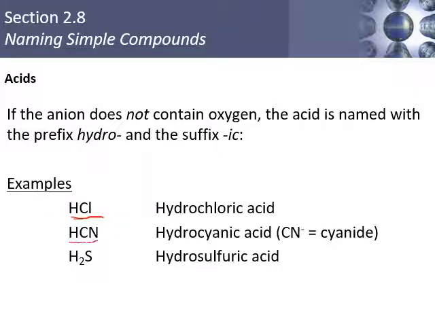HCN is hydrocyanic acid, and that is because this is one of the polyatomic ions that we were talking about earlier, but we didn't actually list this one, but it is in that list. So CN minus is cyanide, so we change the cyanide to cyanic and add the word acid. H2S, instead of hydrogen sulfide, is hydrosulfuric acid. It doesn't matter that there are two H's there.